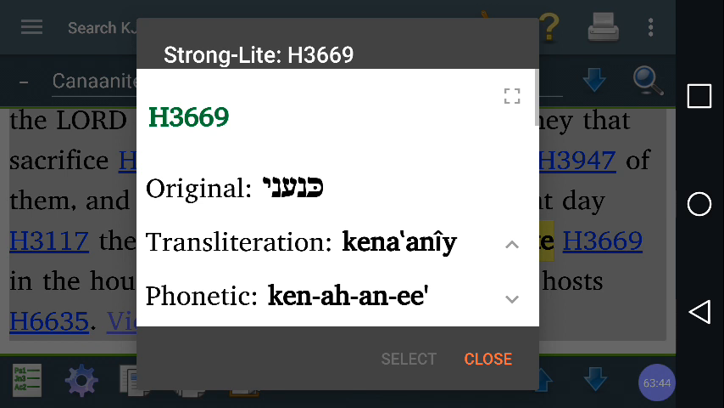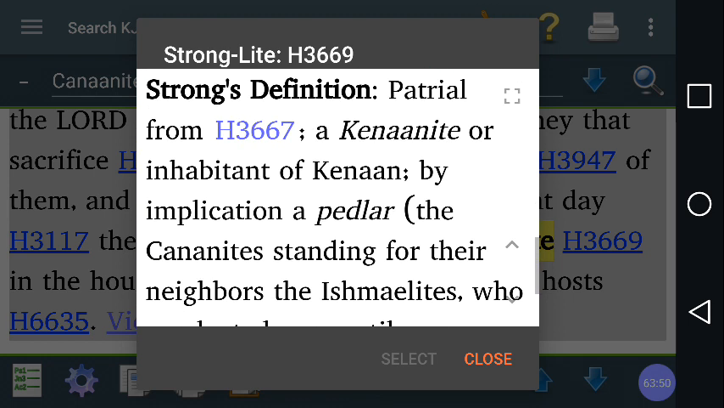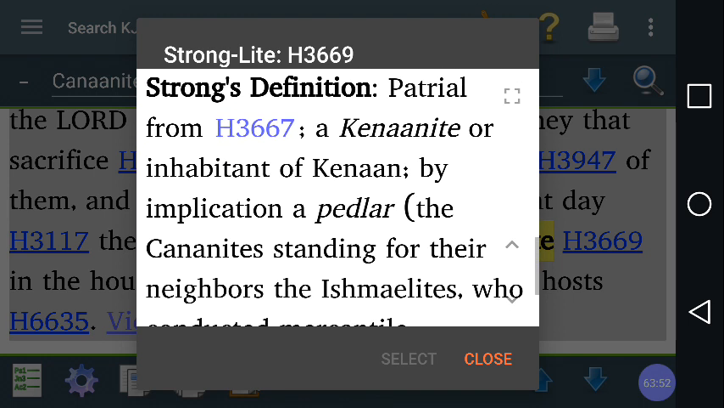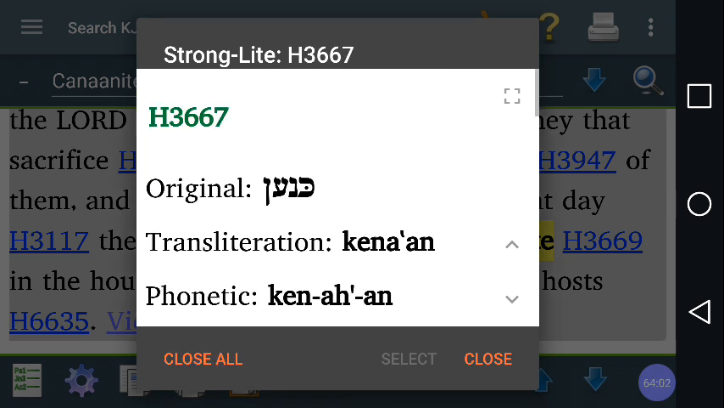Let's click on Canaanite. The Canaanite, Kanani, right? Kana, you see where it says zealous, all of that, and so forth. Look, here we go right here. Let's go to Strong's. It says partial, from H3667. Here we're at H3669. Let's look at that. Canaan.